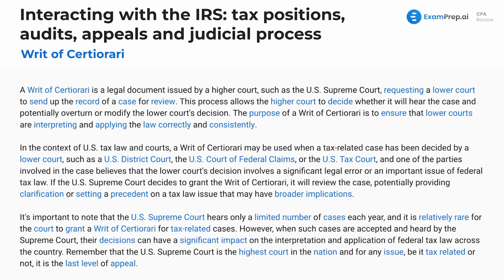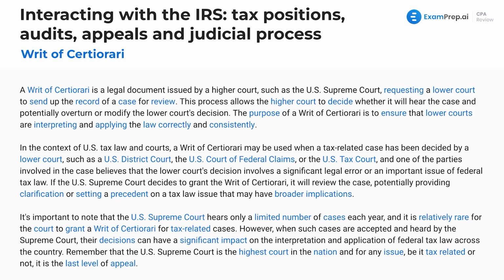Lastly here, it's important to note that the U.S. Supreme Court, this is kind of what I mentioned earlier, hears only a limited number of cases each year, and it is relatively rare for the court to grant a writ for tax-related cases. Like I said, there have been tax cases that go up to the Supreme Court, not too frequent. However, when such cases are accepted and heard by the Supreme Court, the decisions can have a significant impact on the interpretation and application of federal tax law across the country.